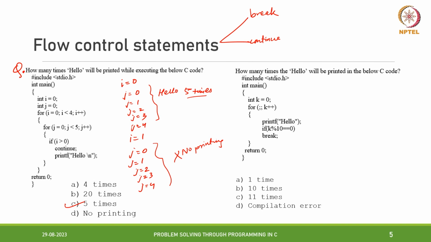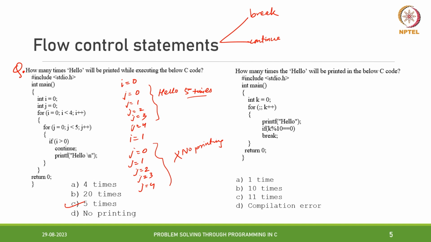Now after this, i will get incremented to 1. When i is 1, again you will have j running 5 times with values 0, 1, 2, 3, 4. So let's look at i equals 1, j equals 0. You check i greater than 0. Now 1 is greater than 0, which is true, so the continue statement will be executed and this printf is ignored. It will go to the next iteration.